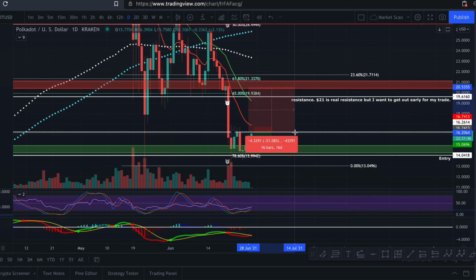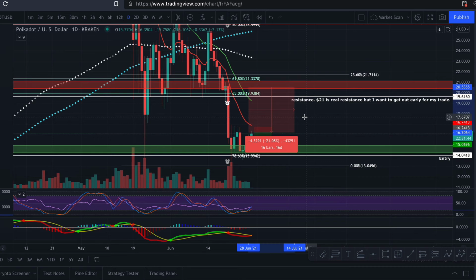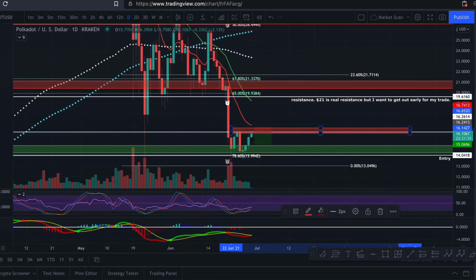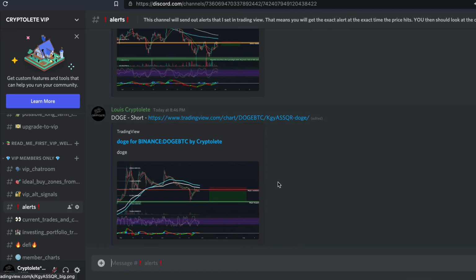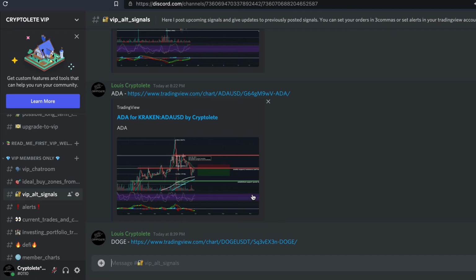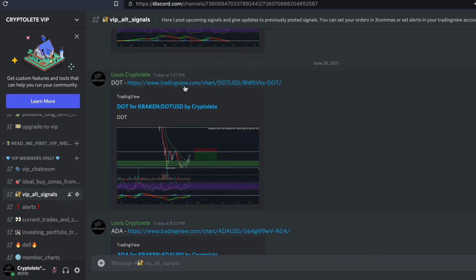35%. And then it came all the way up and now it's down 20%. So you're still down. Anyway, I'm pretty sure I already did this. Alert, Doge short, Bitcoin's VIP alt signals. Maybe I put my dot in here. Yeah, I put it here. That's what I did. So that's basically it.